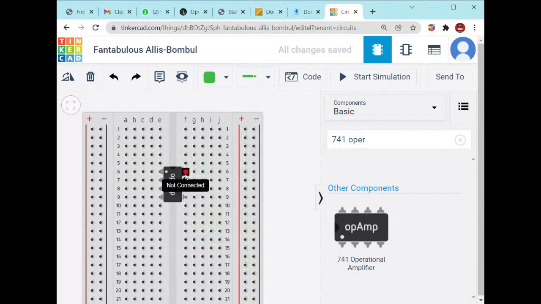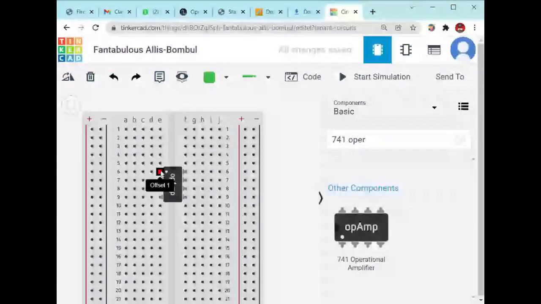This output should be connected to the CRO to find out the waveform. This last pin is not connected. How will you find which one is the first pin? You will see a dot on this operational amplifier. That means on the left-hand side this is the first pin, second, third, fourth. So a total of 8 pins are there.